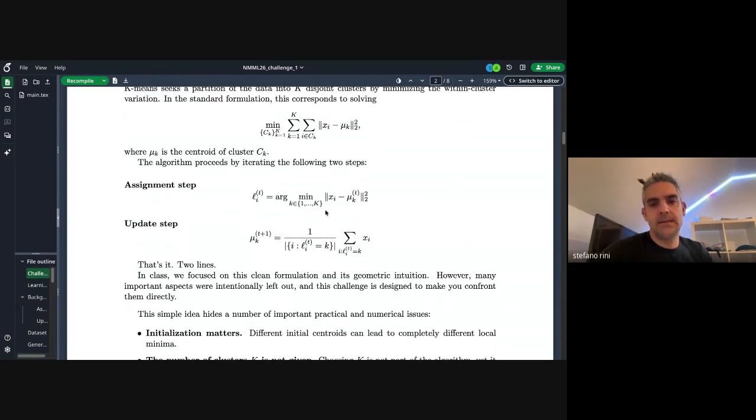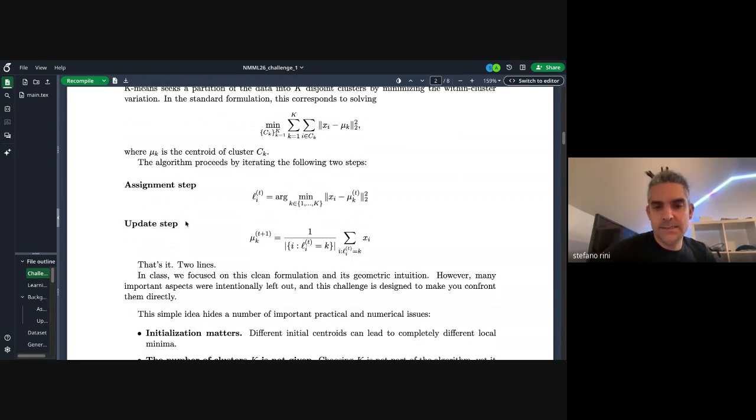We assign a point, the label of the entry i in the dataset at time t, x_i, as the label corresponding to the closest cluster. So we minimize over the cluster index the distance between the point and the cluster.